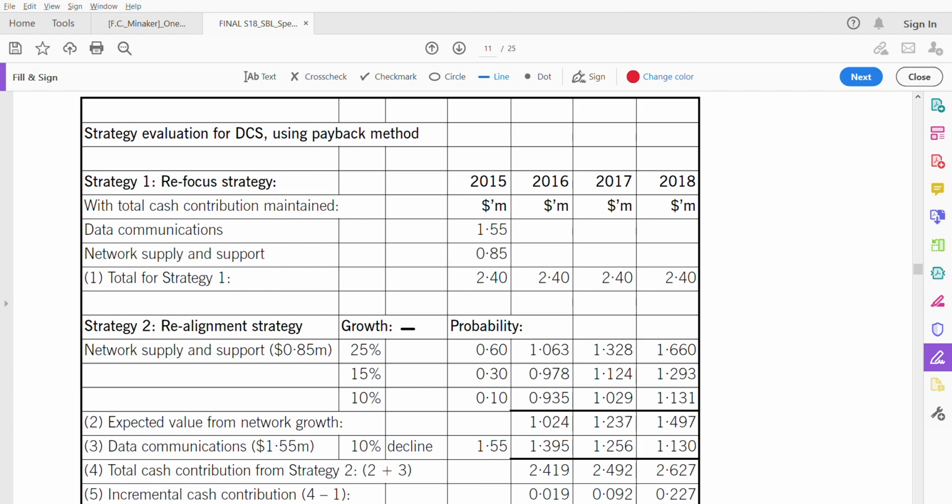Okay, so now let's see strategy evaluation for DCS using the payback method. Strategy 1, which is refocus, and strategy 2 is realignment. So by using refocus, okay, the total cash contribution is 1.55, right?